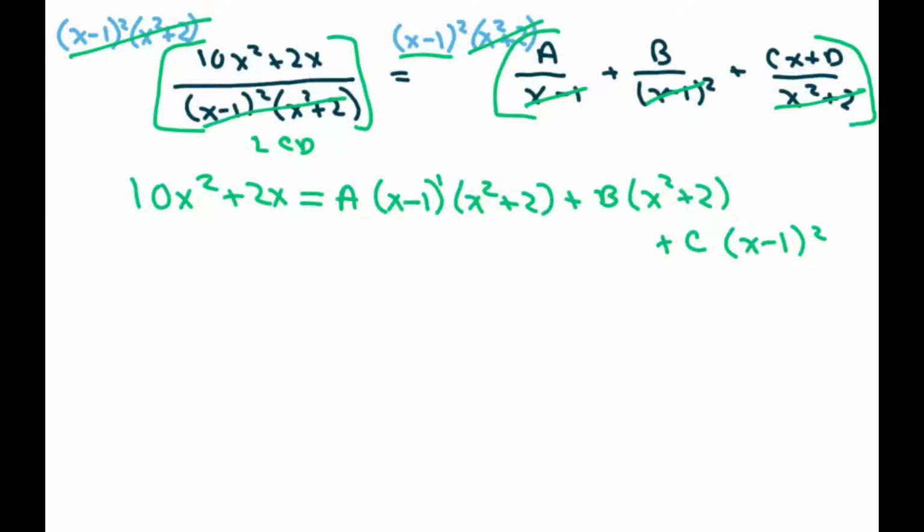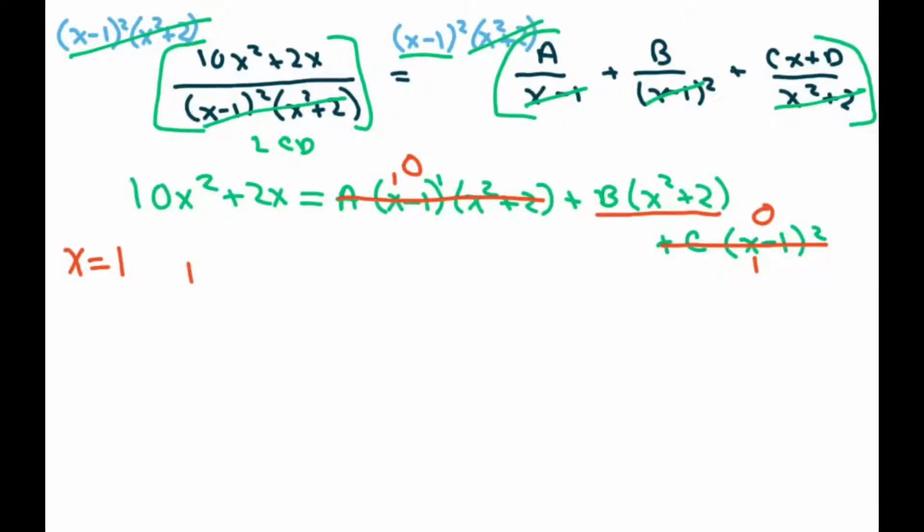Now the first thing I'm going to do is let x equals 1. And why am I going to do that? Because if I plug in 1 here and 1 here, this gives me a 0. This is going to give me a 0, so this basically knocks that out. The 0 times c is just 0, and I can solve for b.